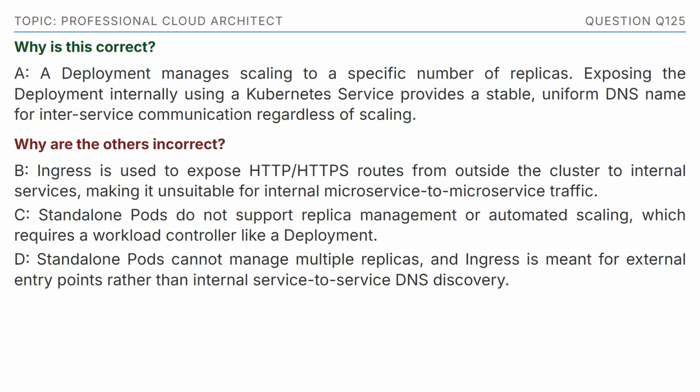A. A deployment manages scaling to a specific number of replicas. Exposing the deployment internally using a Kubernetes service provides a stable, uniform DNS name for inter-service communication regardless of scaling.